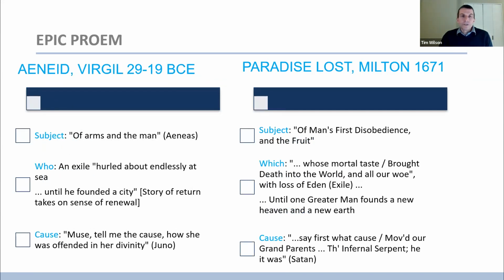Then in the Aeneid of Virgil, we're going to see that the subject is arms and the man. So it's kind of both the Iliad and the Odyssey. It's the man, which is the first word of the Odyssey, but also the arms, the rage of Aeneas, who was an exile hurled about endlessly at sea. And the cause was the rage of Juno in this case.